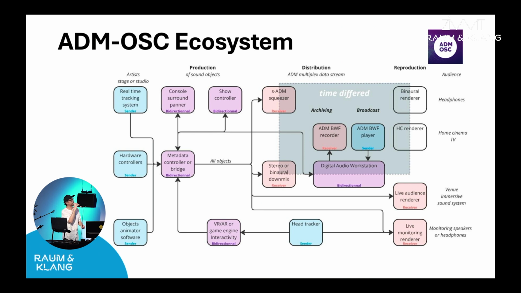This is a picture, it is also in the AES paper. It is where now we see ADM-OSC in use, because at the beginning, the first goal, as I showed you in the BBC R&D picture, was to just bridge live to broadcast. So at the beginning, the idea was just to feed the ADM squeezer, and they thought, oh, this is already interesting to have ADM-OSC to do that. But here on the picture, everything is ADM-OSC.